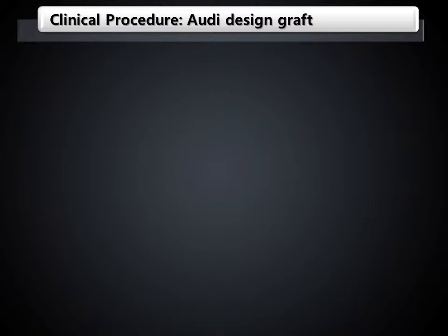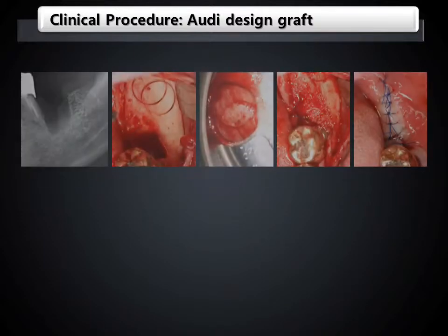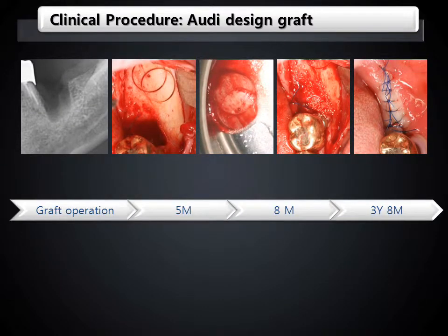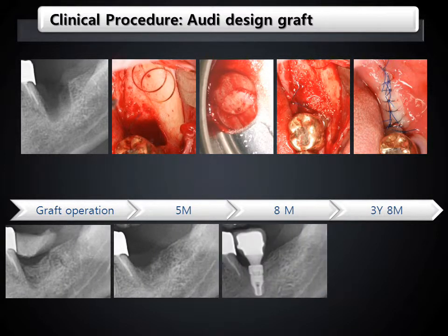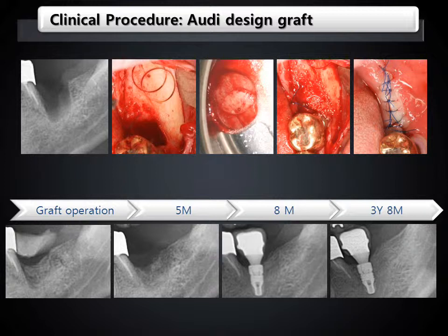Clinical procedure for the Audi design bone graft is introduced. For the deep defect of buccal and lingual bone in second molar, the block bone was taken in the reach of third molar. Block bone guide marked 2 guide circles, which were overlapped like the Audi car mark. Block bone trephine drill was inserted into 5 mm from crest. The block bone was removed with elevator.